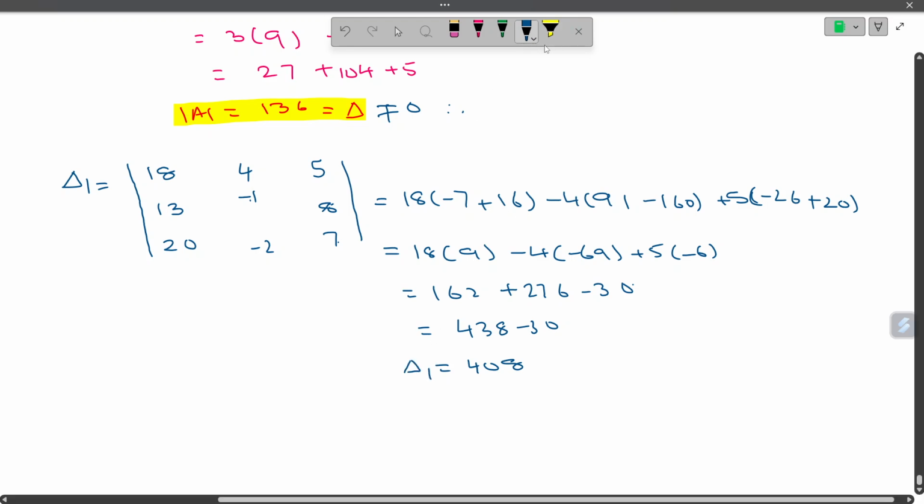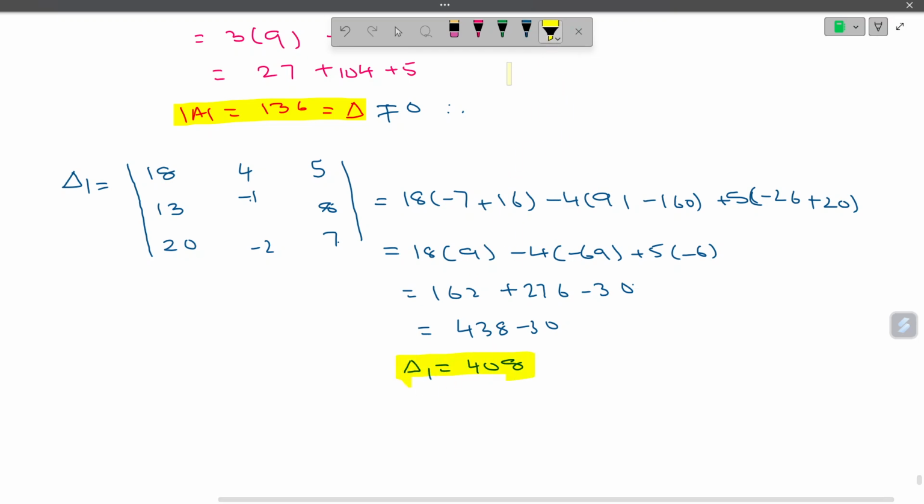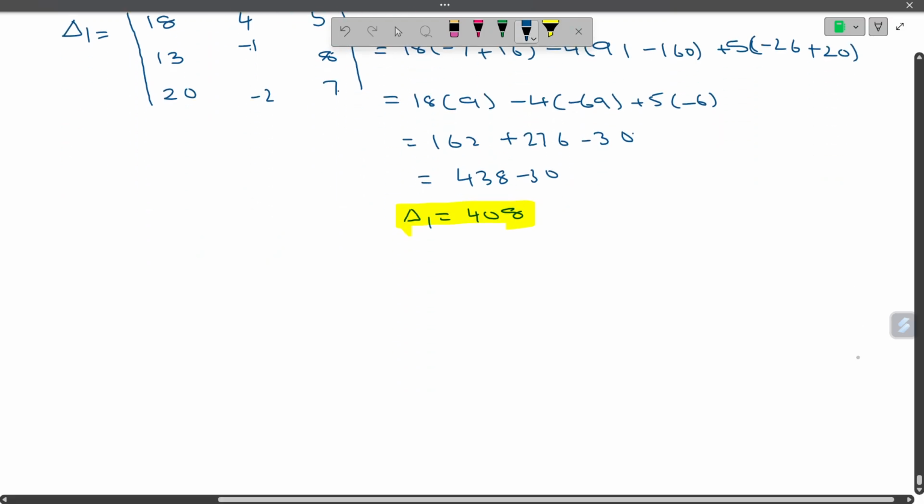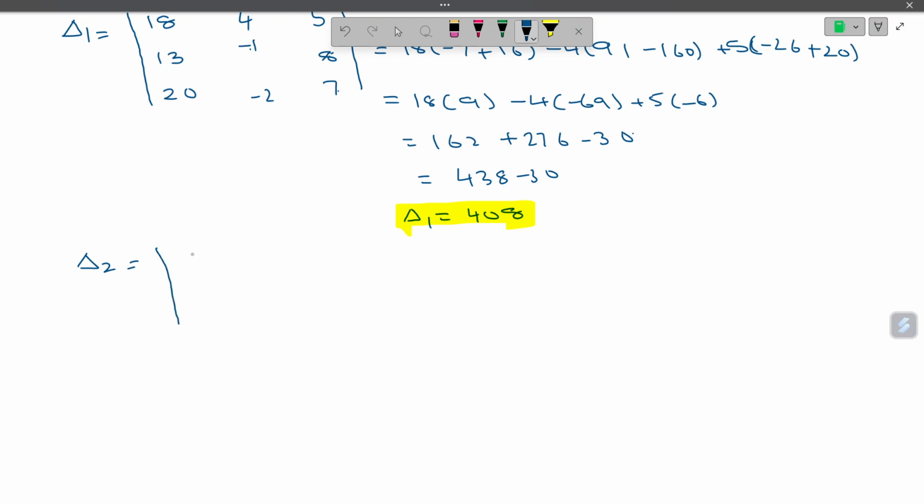Del 1 is 408. Now we have to find del 2. What is del 2? X as it is 3, 2, 5. In the place of y, you have to write the matrix of constants 8, 13, 20. And z as it is 5, 8, 7.